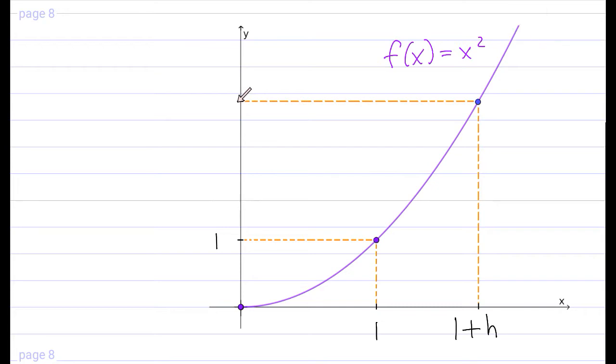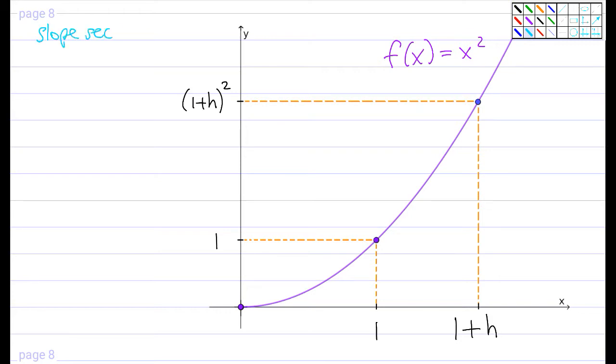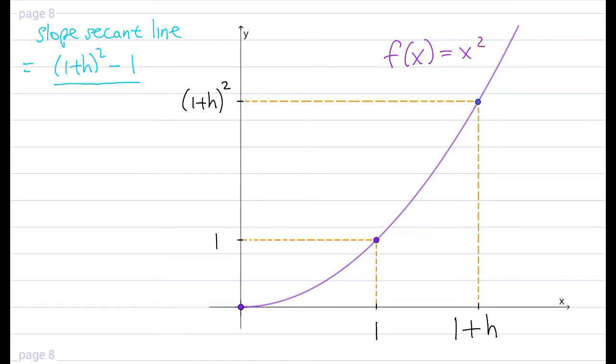Okay, what's my y value up here? Well, since the function is x squared, my y value is 1 plus h quantity squared. Okay, so the slope of the secant line is change in y. Well, that's 1 plus h quantity squared minus 1 all over the change in x. The change in x is 1 plus h minus 1. Well, that's just equal to h.